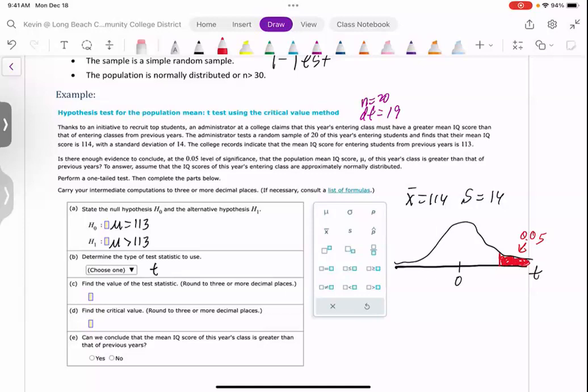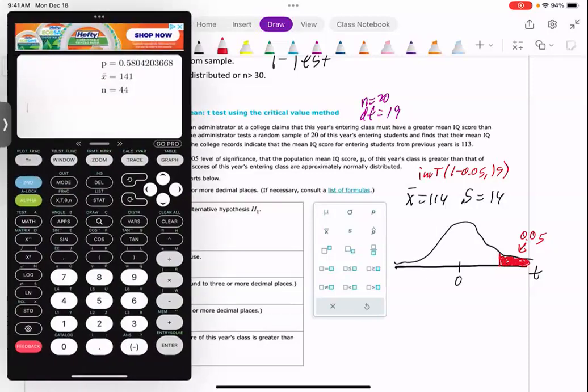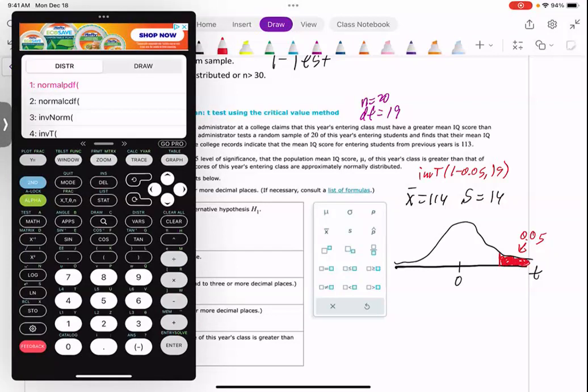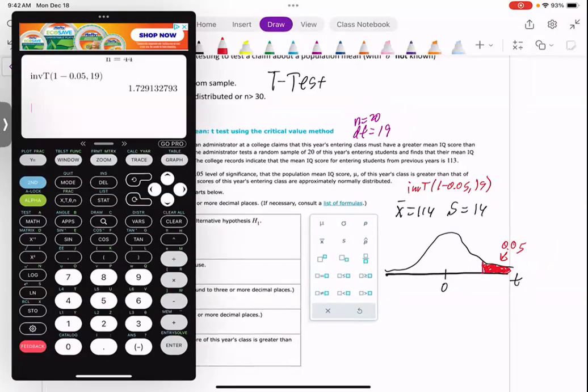at 5%. And to find the critical value, I'm going to use inverse t of 1 minus 0.05, and then I need the degrees of freedom as well. Remember, the t-distribution depends on the degrees of freedom. So inverse t, 1 minus, and it's 1 minus because with the TI versions, it's only left tail, so we have to do the 1 minus. And 19. There it is. So I have, for my critical value, 1.729.